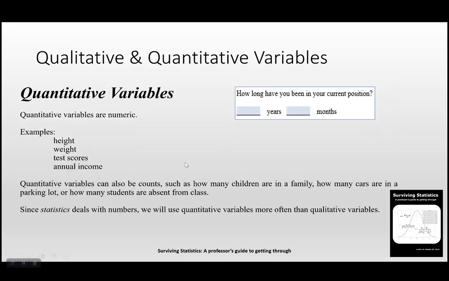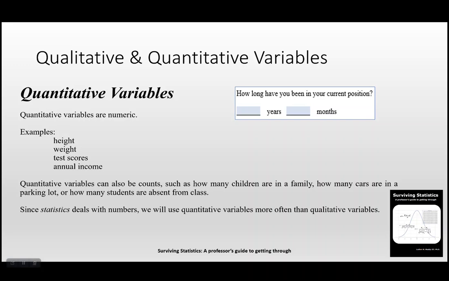Okay, quantitative variables are really what we're going to be dealing with more often in statistics. Quantitative variables are numeric, and of course we can do statistical analysis with those quantitative variables. So for example, some quantitative variables might be a couple that we mentioned before: height, weight, a test score, and also your annual income.